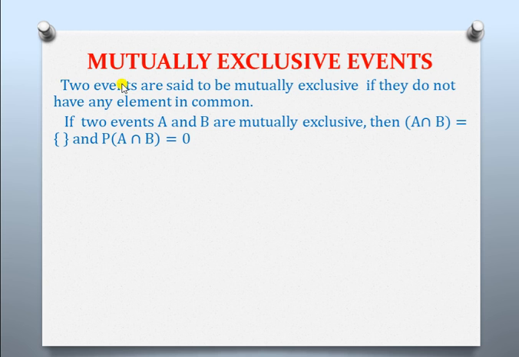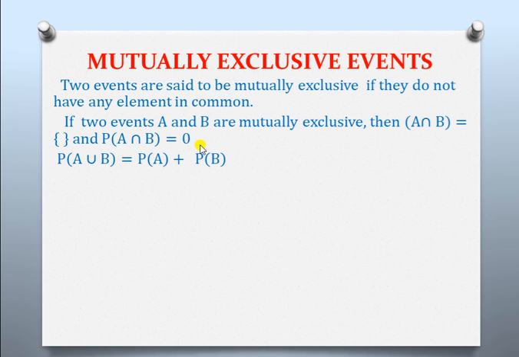For example, if we have two events A and B and they are actually mutually exclusive, then the set of A intersection B will automatically be an empty set. This automatically implies that the probability of A intersection B is 0.